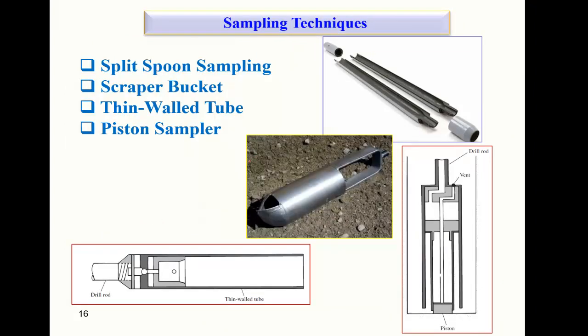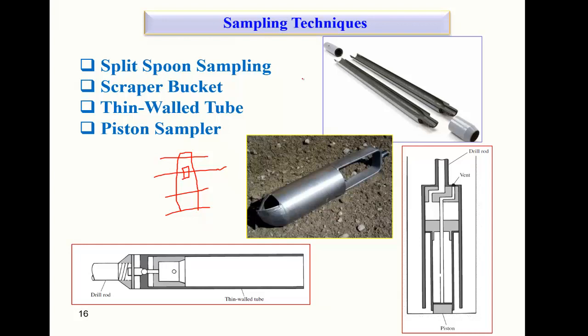Okay, so there are 4 sampling techniques. Why are we studying sampling techniques? Because we already studied the borehole, right? After a certain depth of borehole, we need to collect the sample. Suppose here you want to collect a sample. There are several techniques to collect the sample. You add your sampler here with the drilling rod, and you collect the sample.